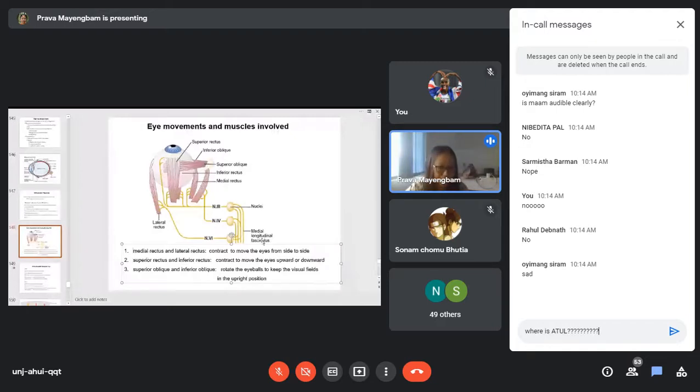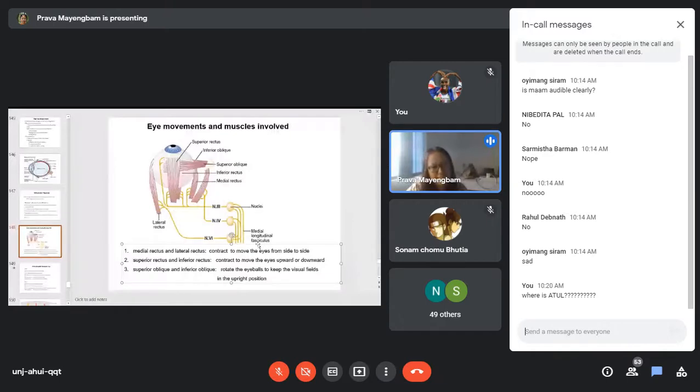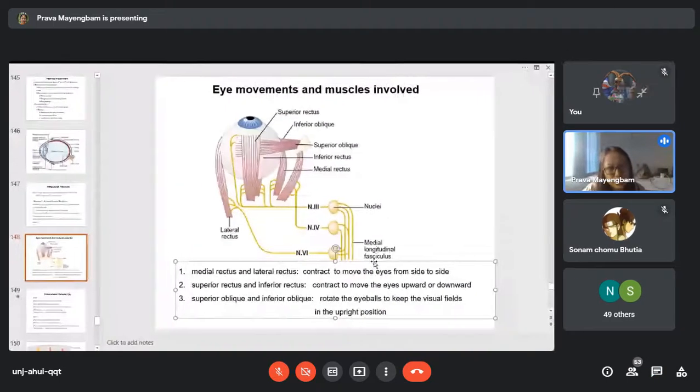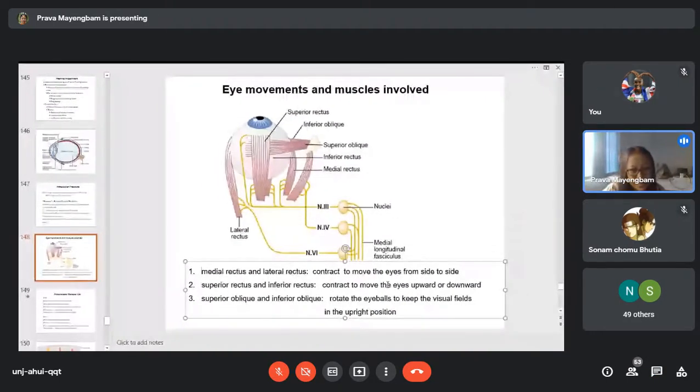So these are the sets of muscles involved in the movement of the eye. The medial rectus and lateral rectus contract to move the eye from side to side. The superior and inferior rectus contract to move the eyes upward or downward, and the superior oblique and inferior oblique rotate the eyeballs to keep the visual fields in an upright position.